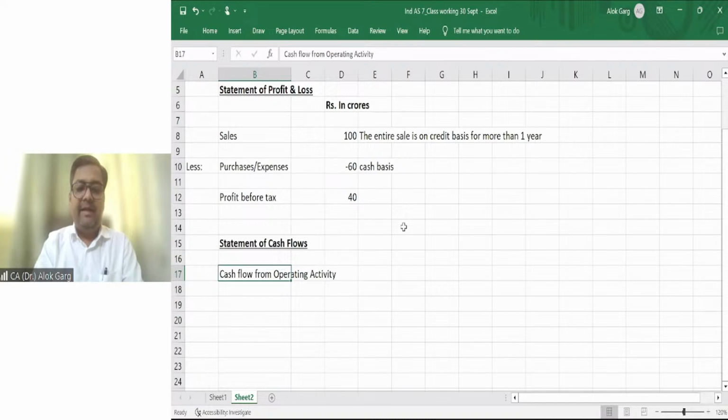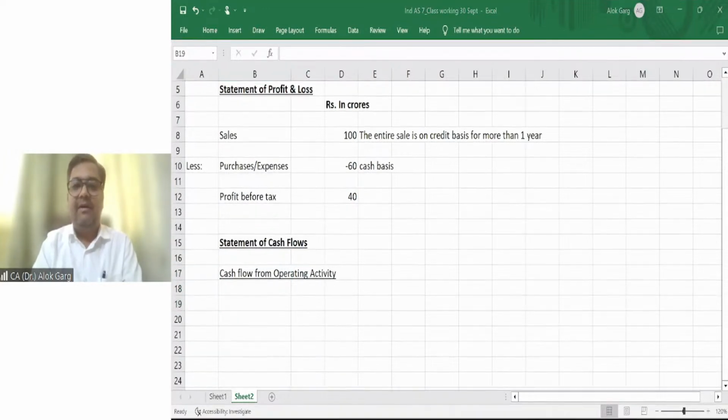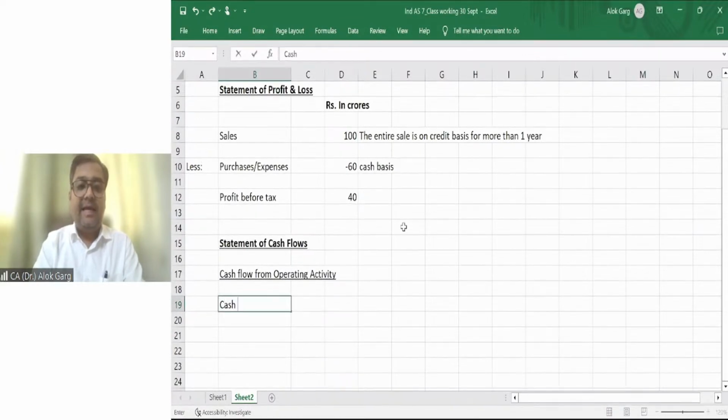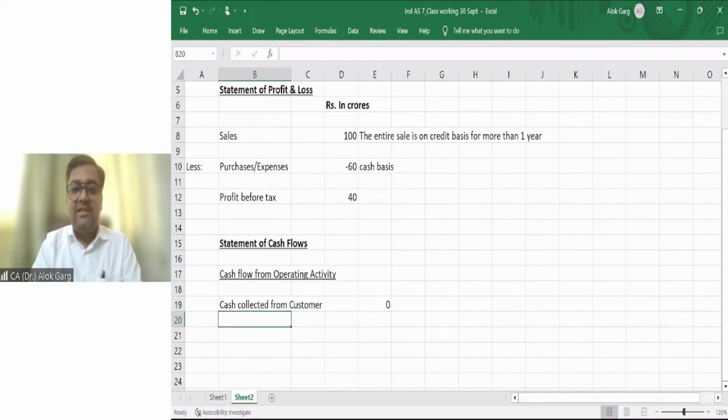Cash flow from operating activity. Now, when I'm looking at the cash flow from operating activity, cash collected from customers is zero. Cash paid to vendors.